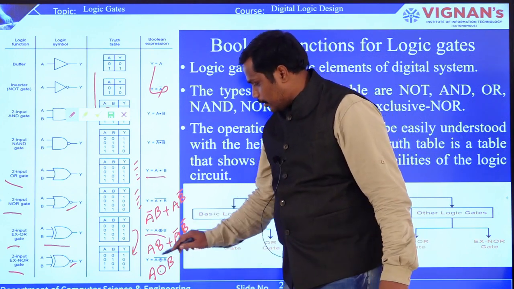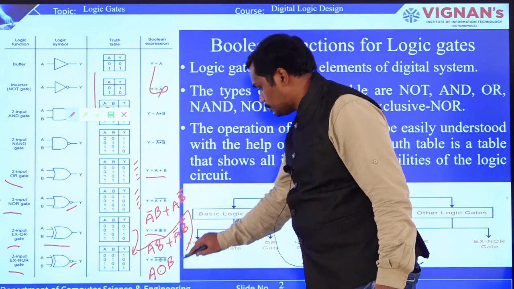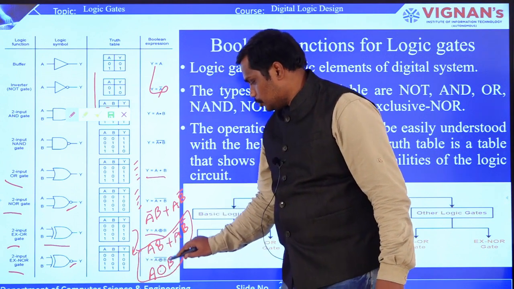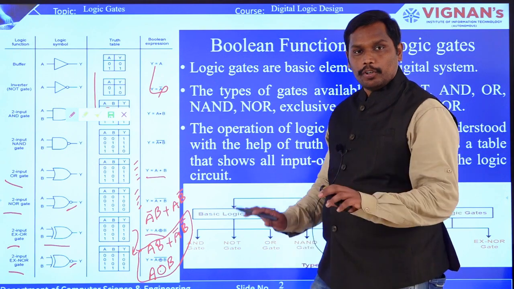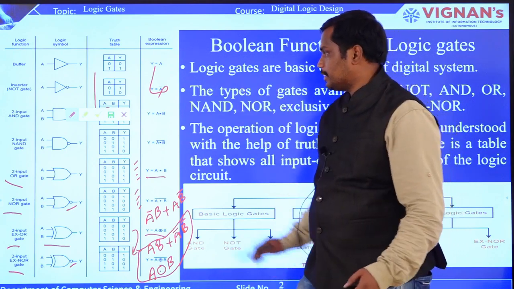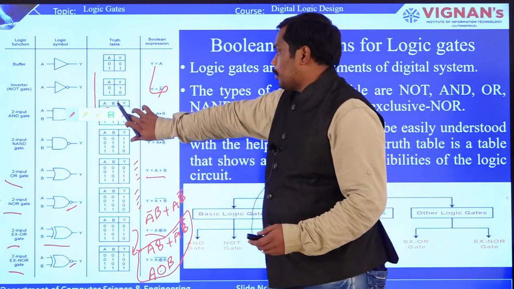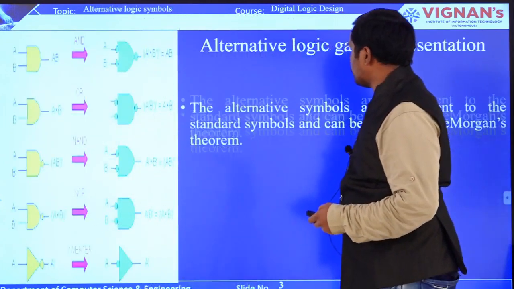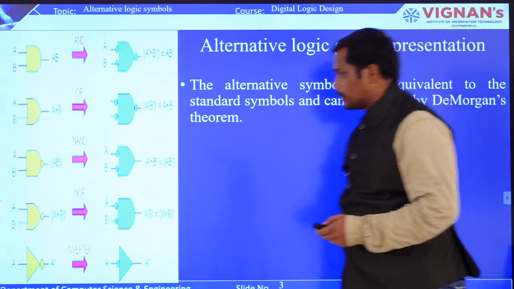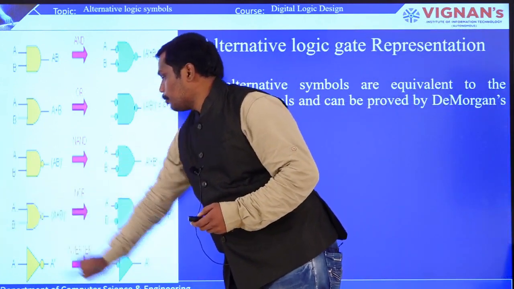So 1, 2 and 3, three expressions are there for this particular XNOR gate. So now you are familiar with all the basic gates that are there. Now we will go to the next part, the alternative methods, which we call alternative logics. So we shall see how it's going to work.